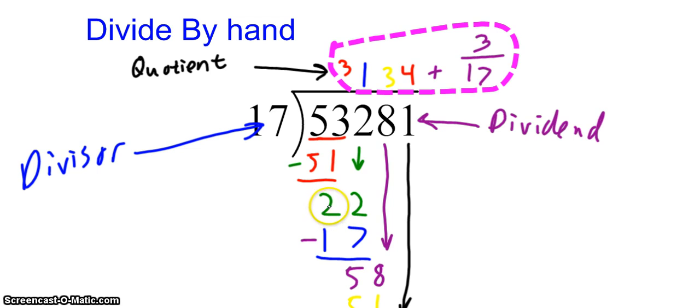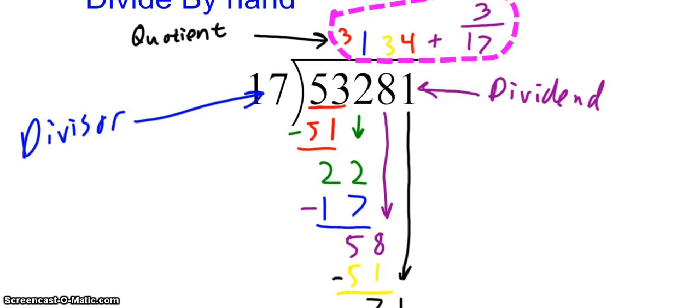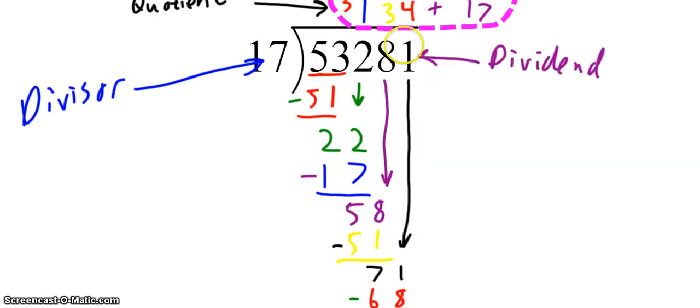Now the process starts again. So 2 divided by 17. Well, 2 does not divide by 17, so I bring down the other 2. 22 divided by 17 is 1. 1 times 17 is 17. Now I subtract. I get 5. 5 does not divide by 17, so I bring the 8 down. 58 divided by 17 is 3. 3 times 17 is 51. Subtract. 58 minus 51 is 7.